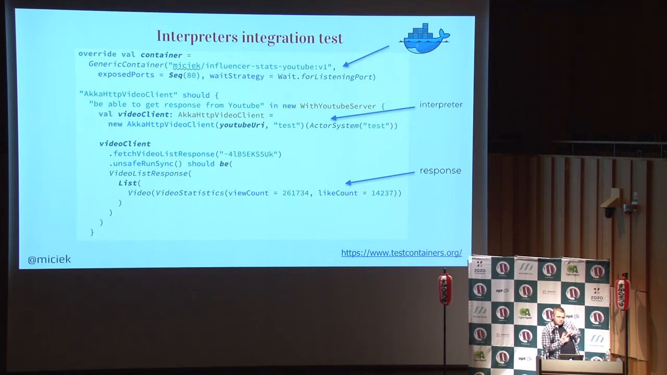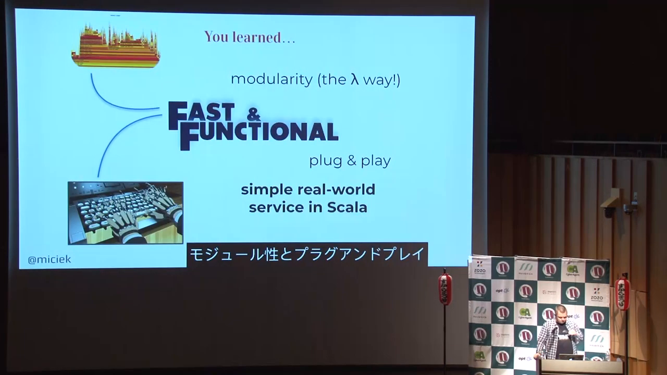So it's just one interpreter tested against the Docker, and all of those other things that are pure are tested using normal unit tests and property-based testing. Again, Testcontainers, recommend a lot. So what did you learn? Modularity, how a modular application can be written, what kind of techniques we can use, and what are the benefits of it. That's a fast development cycle, a fast feedback loop using this kind of approach that I showed you. And in terms of performance, it's also a faster service, because if we can change such big things in our applications like server or client so quickly, why wouldn't we just check it, right? So that's plug and play.